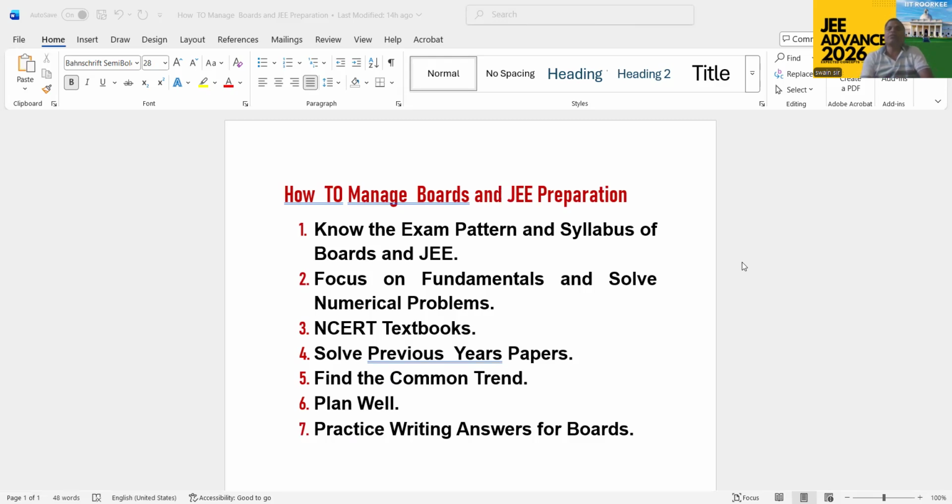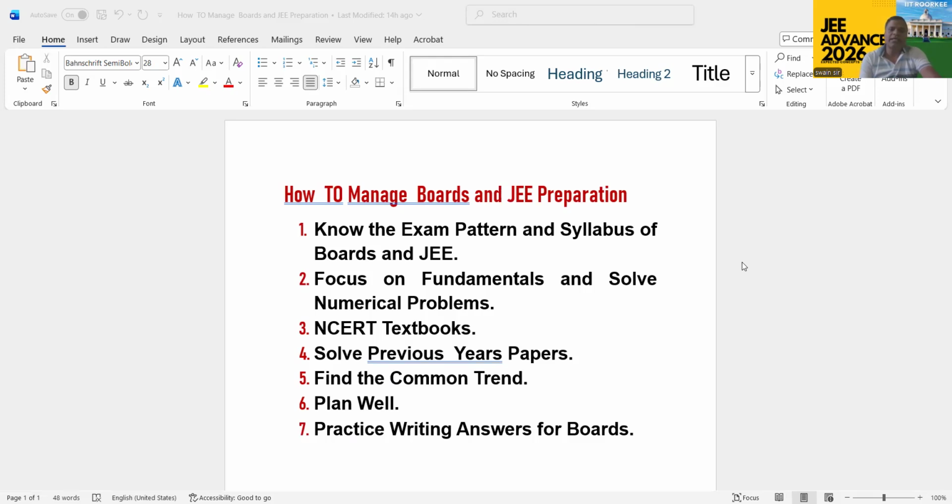But in case of JEE, sometimes 40% to 50% of questions also contain more than two concepts, more than two chapters' concepts concentrated in a single question on the JEE. But in case of the boards, such questions are not coming. Two chapters' concepts merged in a single question is not coming like that.